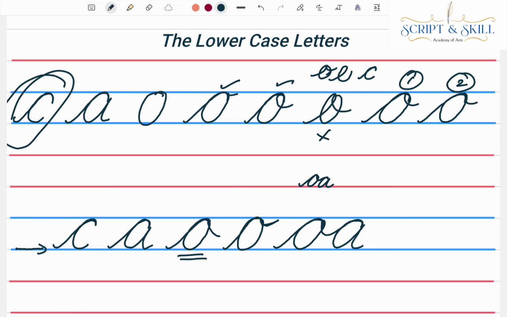So I'm repeating it again. Be conscious while you write these three letters, the letter C, A, and O. Till today, just focus on these three. As you practice the other letters, this just comes unconsciously.